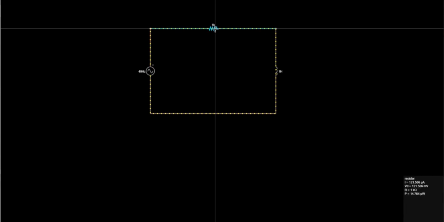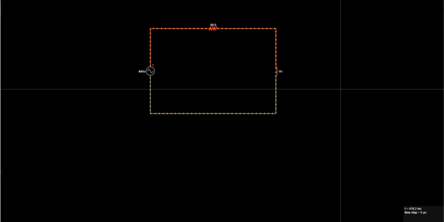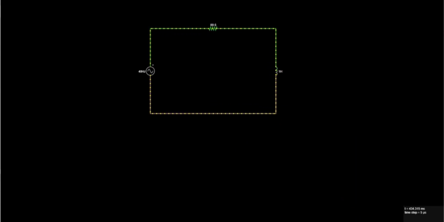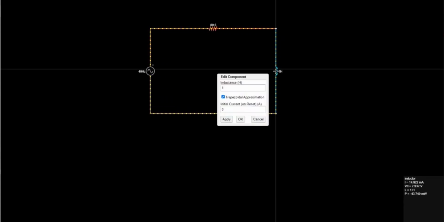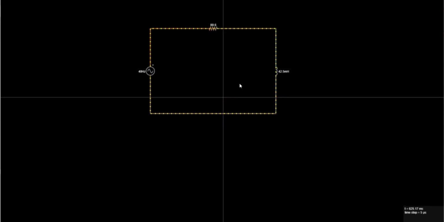Double click on your resistor value, 80.6. My inductor value is 42.5 millihenry. So you know what you can do? Double click on your inductor, and just type in 42.5 M. M for millihenry. It's that easy. You don't have to do the conversion. 42.5 millihenry. That looks good.